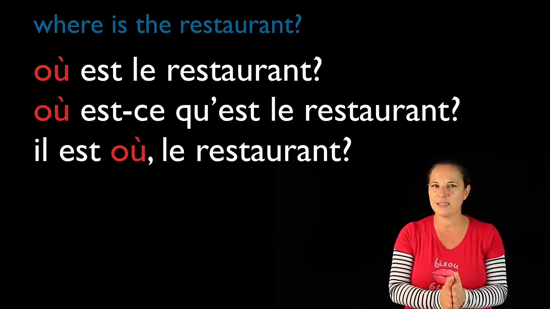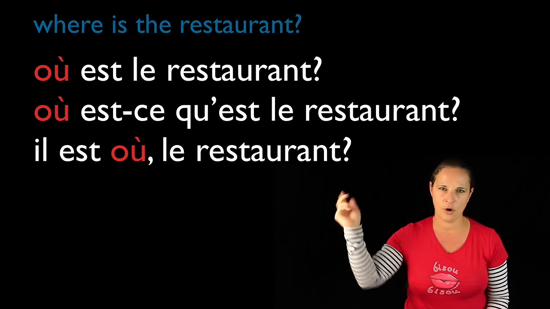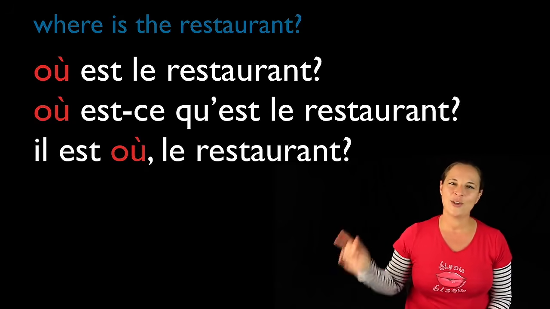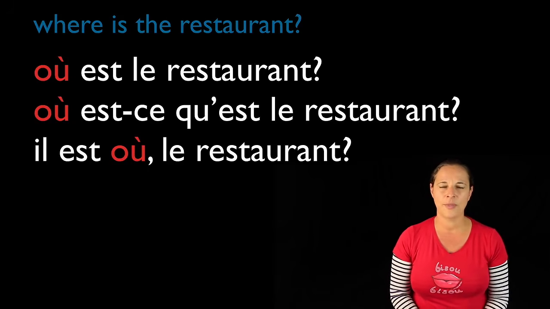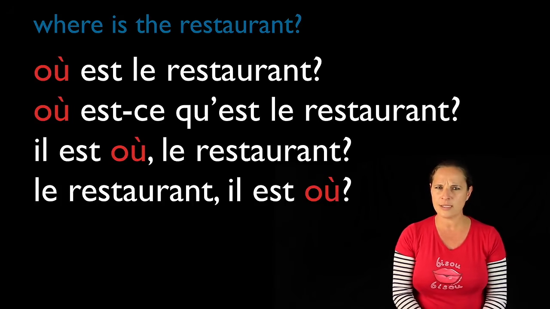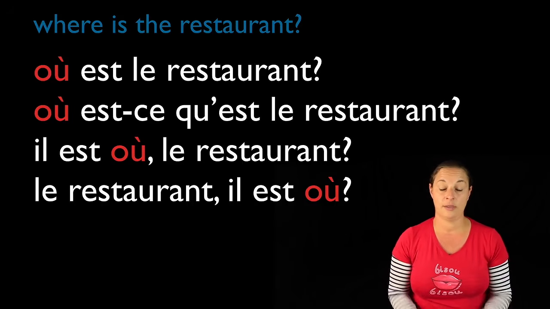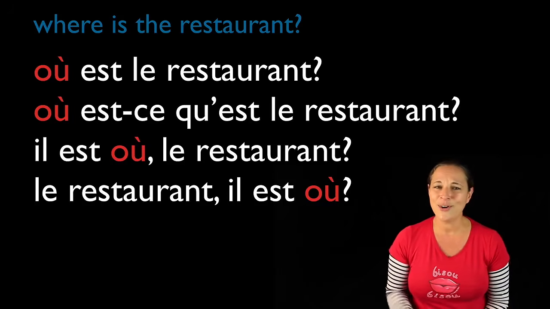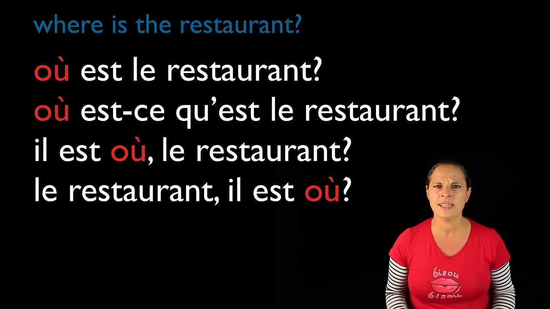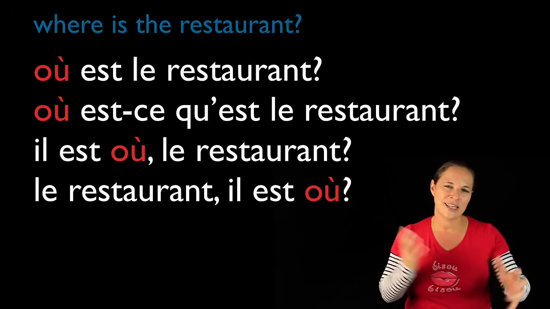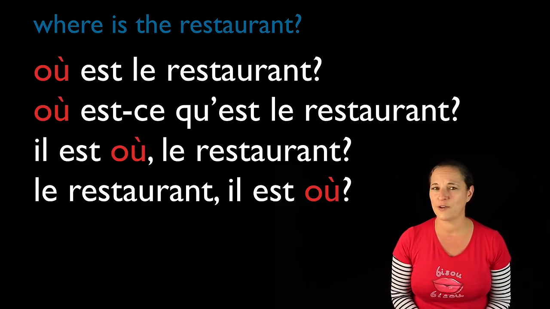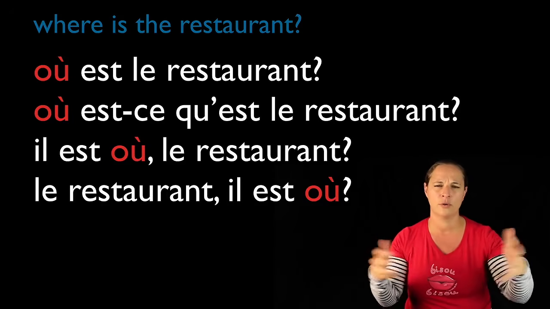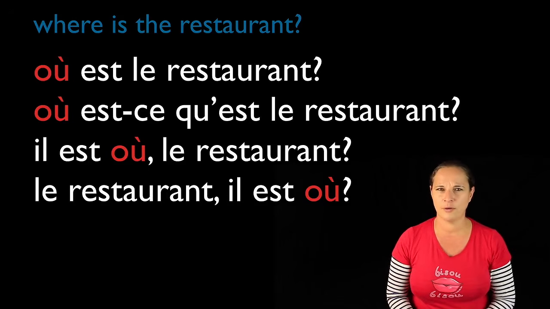But everything is about the intonation of your voice. So you ask a question. You could say, il est où le restaurant? But you could also say, le restaurant, il est où? So suddenly, où is at the end of the question. So the restaurant, it is where? I know it sounds a bit weird in English, but it works in French, especially in familiar, spoken French.